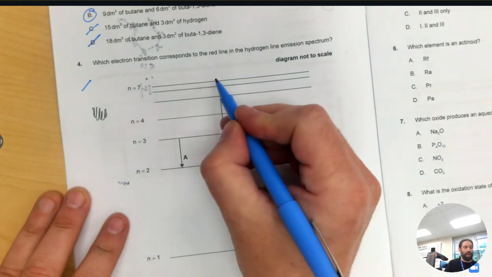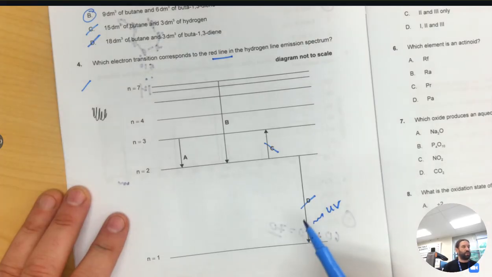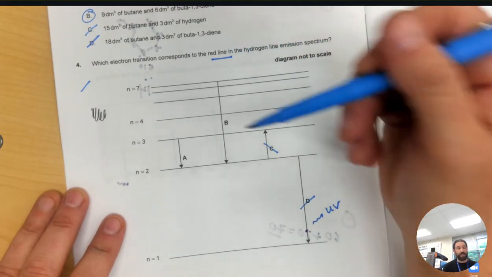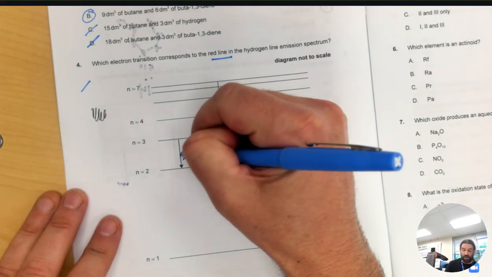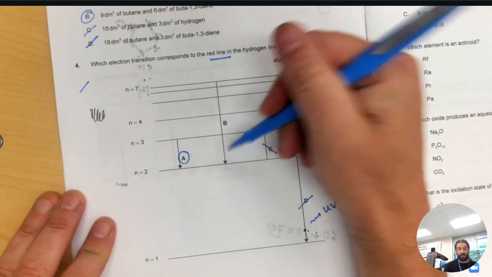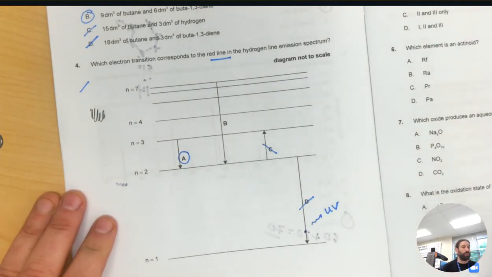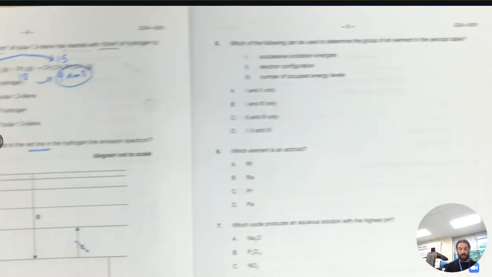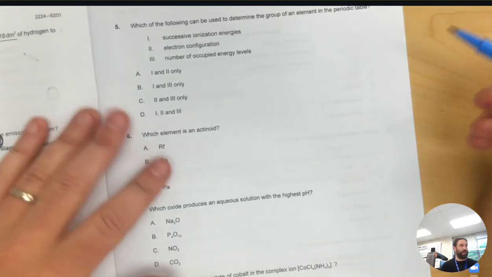Well, red is the lowest energy color of light, which would correspond to the smallest change in energy, so A. B would probably produce green, blue, or violet light. Since we don't know what element it is, we can't predict.